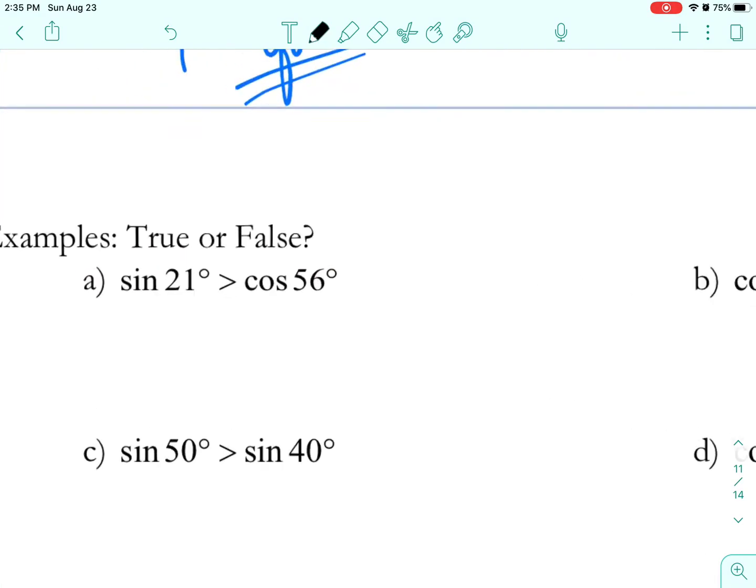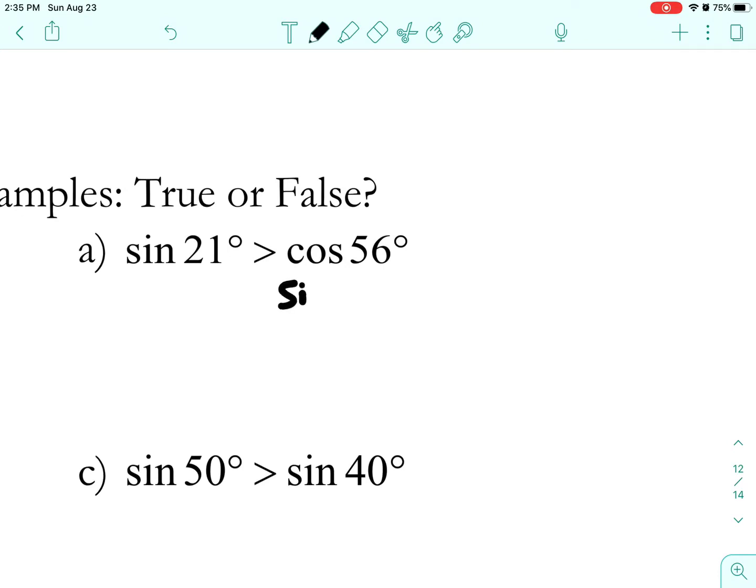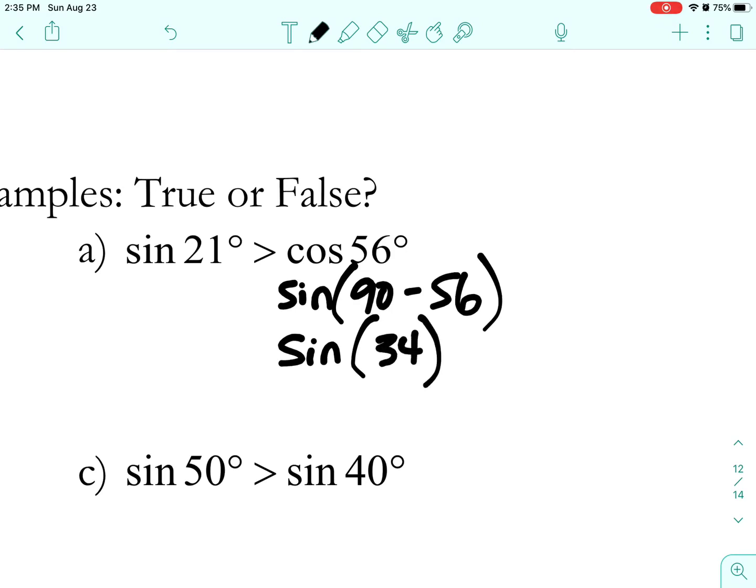So first of all, what I can do is rewrite this as sine of 90 minus 56. That's why cofunctions are useful. And I'm rewriting it as sine so that I can have all sines in my expression here. That's going to make it a lot easier for me to compare. So when I do sine of 90 minus 56, that changes this into sine of 34. So basically I'm just rewriting this: cosine of 56 is equivalent to sine of 34. This is the same exact ratio as this. So now I can compare sine of 21 to sine of 34.